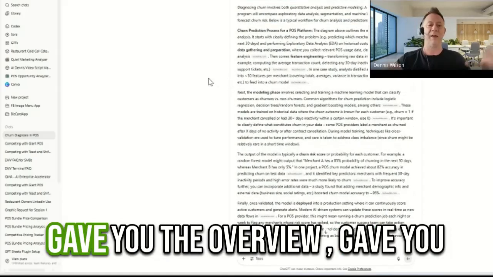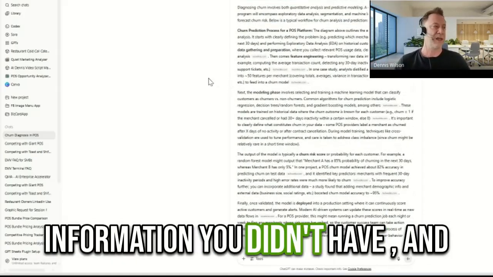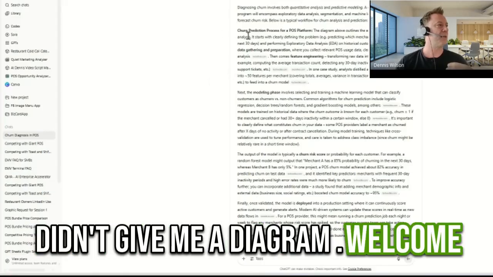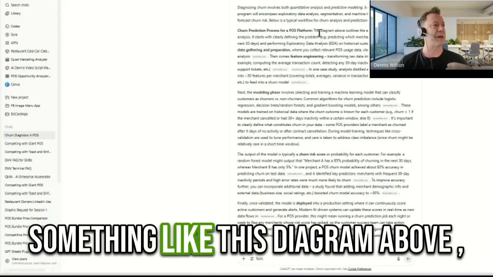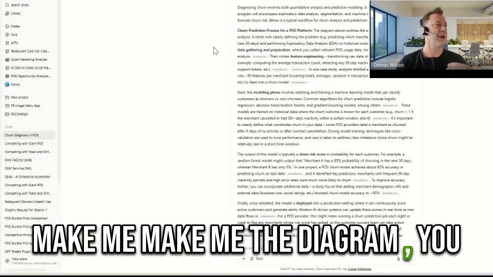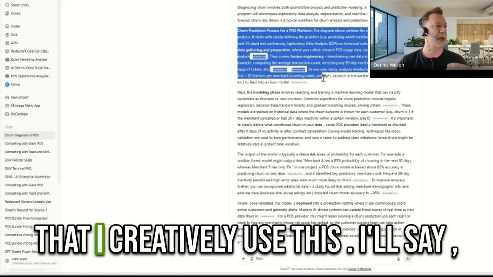So it gave you the overview, gave you information you didn't have, and now it's getting into the guts. Diagram above, yeah, that's cool. Didn't give me a diagram. Welcome to chat. That said, if you ever get something like this, diagram above, if you copy and paste this and say, make me the diagram, so this is some of the ways that I creatively use this.